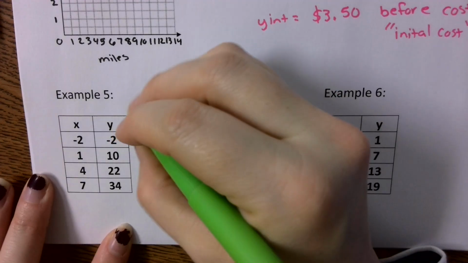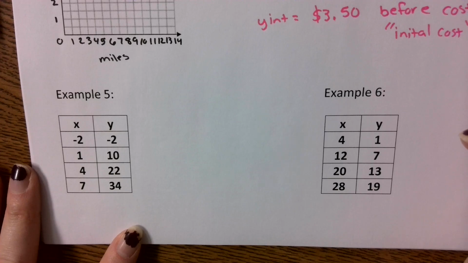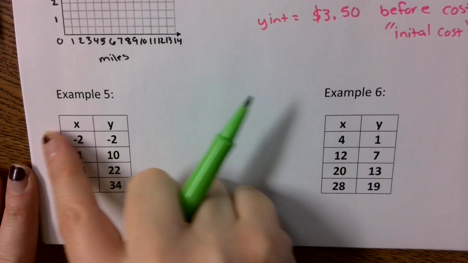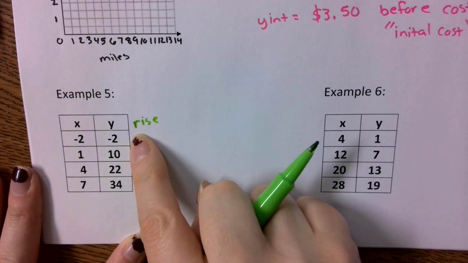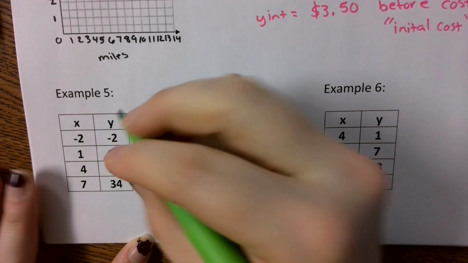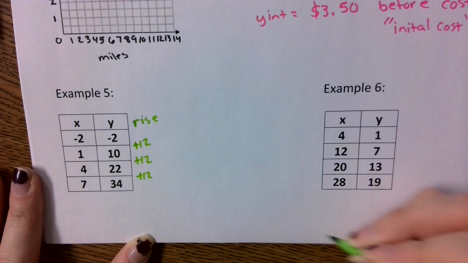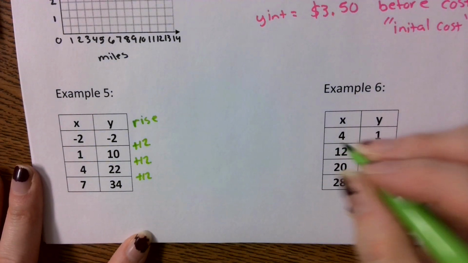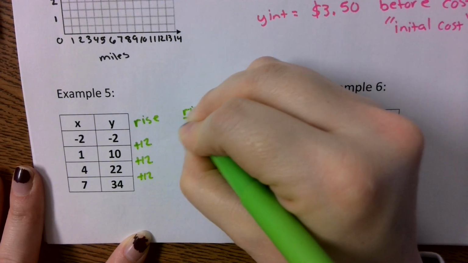Tanner, when we are doing slope, it's rise over run, right? Which one of these is the rise? The y. So we are looking for how we are going from one value to the next, to the next, to the next. How are we changing? Plus 12. So there's our rise. Every single time we are increasing by 12. So our rise is equal to 12.